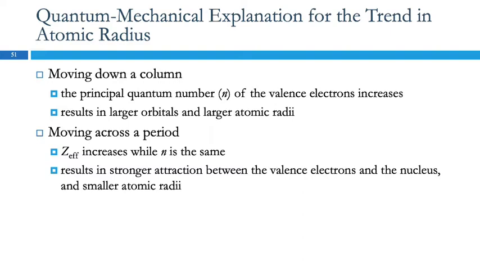So as we go down a column, the principal quantum number is increasing, which makes sense, the radius is increasing. Going across a period, what we have is that the effective nuclear charge increases as you go across the period, but n stays the same. Those valence electrons are in the same level as you go across a period. So originally they would roughly be the same distance, but as the effective nuclear charge increases, that increasing charge pulls them in a little closer. Does that make sense?